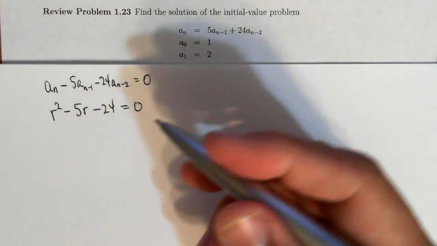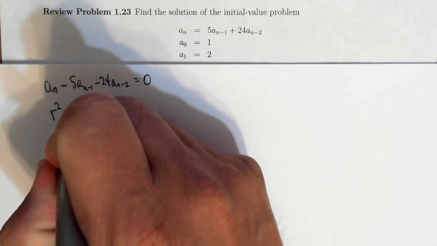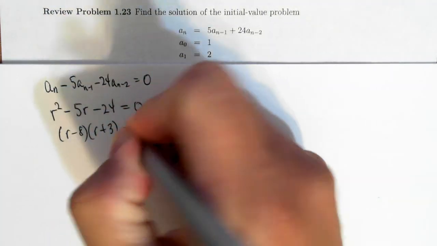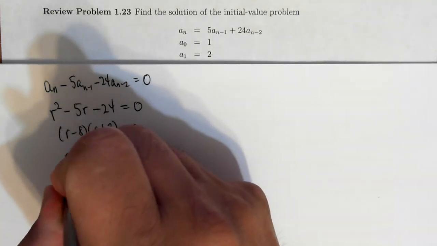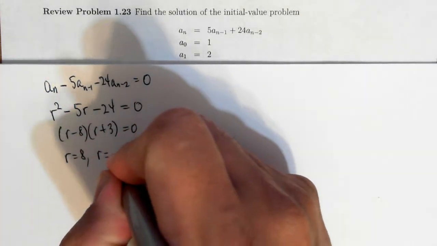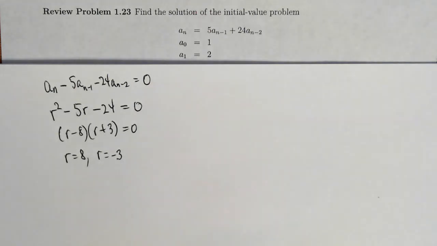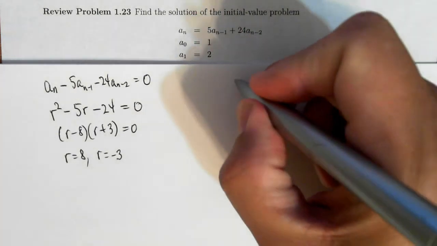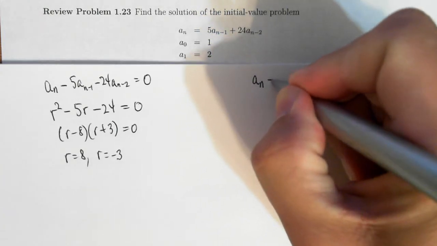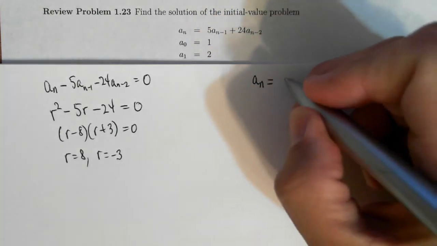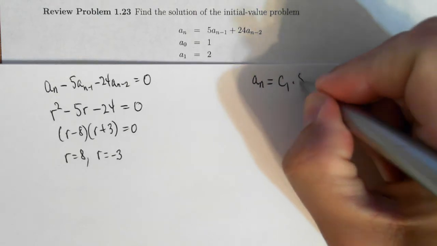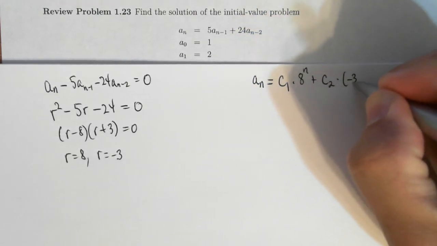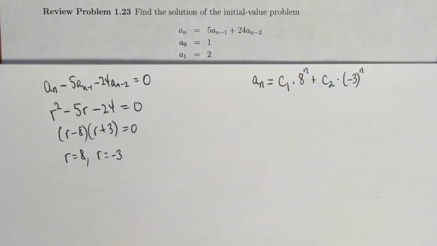characteristic equation. Okay, so solving this, we get r minus 8 times r plus 3 equals 0, and so this has two roots, two distinct roots. r equals 8 and r is equal to negative 3. And so from this we can conclude that the general form of the solution is going to have the form c sub 1 times 8 to the n plus c sub 2 times negative 3 to the n.